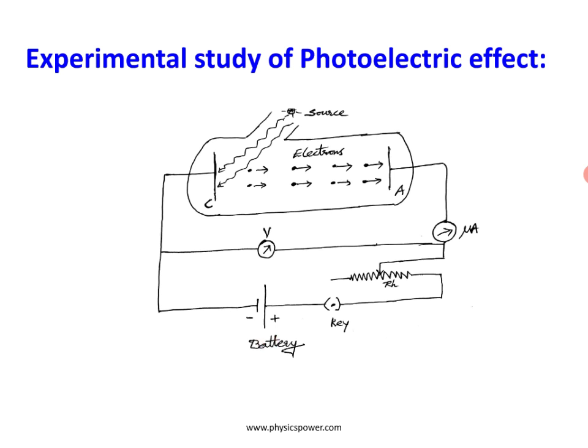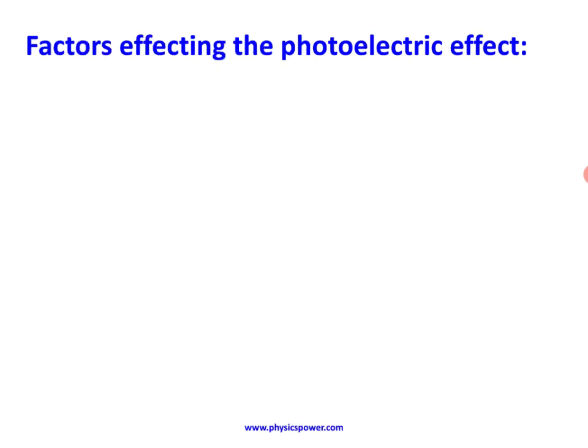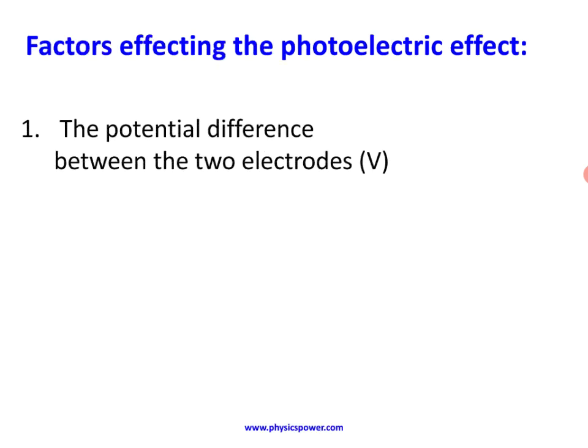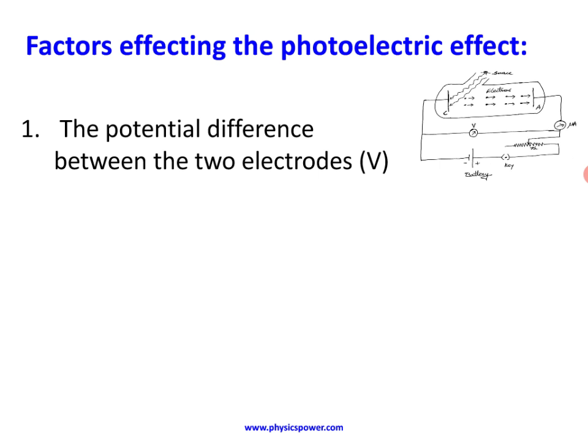So with this experimental setup, what factors did they identify? The first one among the factors affecting the photoelectric effect is the potential difference between the two electrodes. In the diagram you saw already, here plates C and A, once again the diagram.